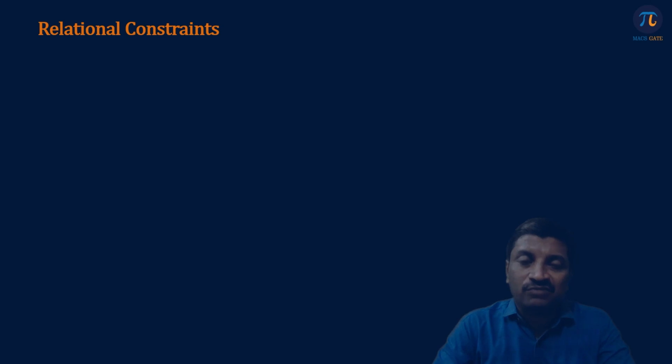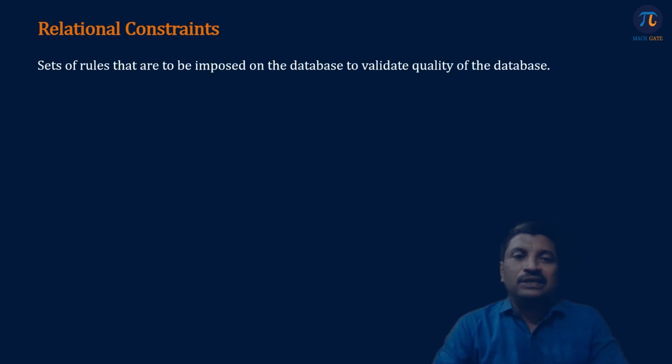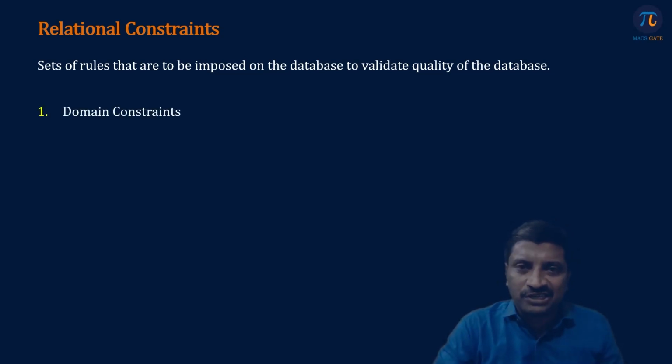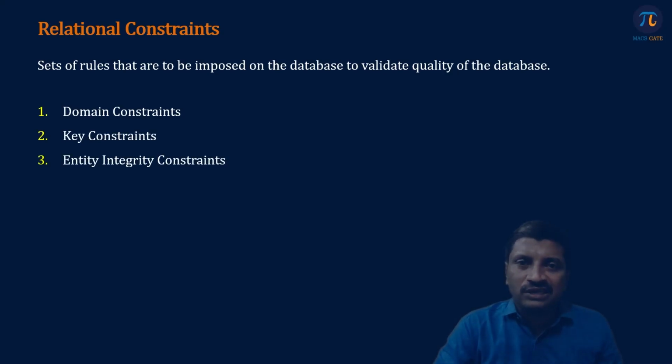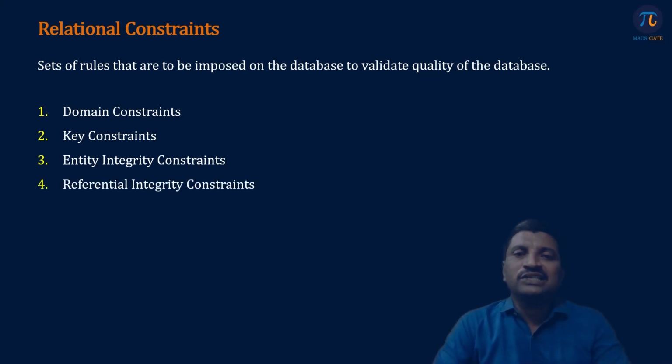Relational constraints. What are relational constraints? The set of rules that are to be imposed on the database to validate the quality of the database. And relational constraints are mainly four types. The first one is domain constraints. The second one is key constraints. And the third one is entity integrity constraints, and the fourth one is referential integrity constraints. Let us discuss each of these constraints one by one.